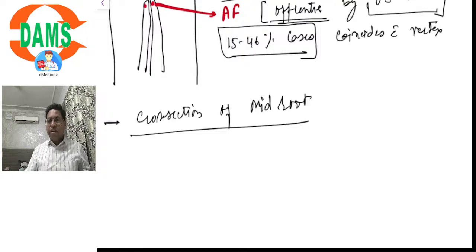Hope the connection is okay. Let me check the connection once. It looks okay from my side.